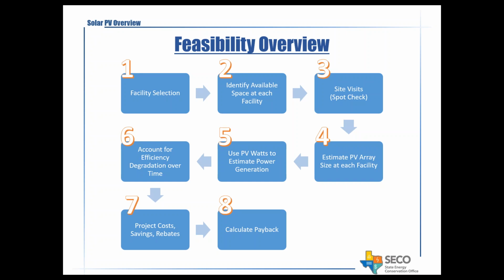And then the last one is to calculate the payback once the project costs and savings and potential rebates are accounted for. So just very quickly, this is the same steps if you're doing a preliminary feasibility. If you're doing a more detailed feasibility, it'll be the same steps, but in that case there'll be a more detailed evaluation and more cost calculations and more accurate cost estimates done. So the process still stays the same. It's just the depth of what you need to do changes from what your end goals are.